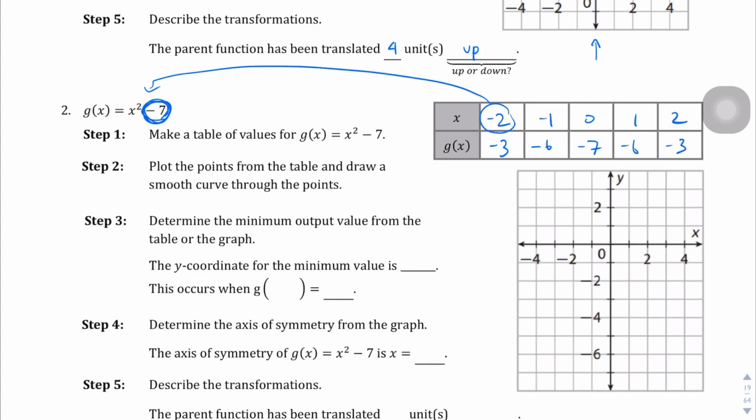Okay, so let's see here. Negative 2 comma negative 3 is right here. Negative 1 comma negative 6 is right there. 0 comma negative 7 is right there. And again, symmetrical, so we're going to do those. What we don't see are actually the x-intercepts, where it crosses the x-axis. I imagine if we were to extend this a little bit, let me see, negative 3.